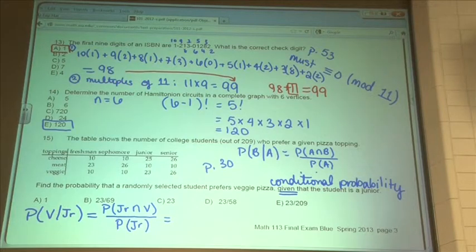Alright, so let's go to our chart. Find the juniors who like veggie pizza. How many are there? 23. Divided by, how many juniors are there? On your calculator, 25 plus 10 plus 23, what do we get? 58. 23 out of 58.